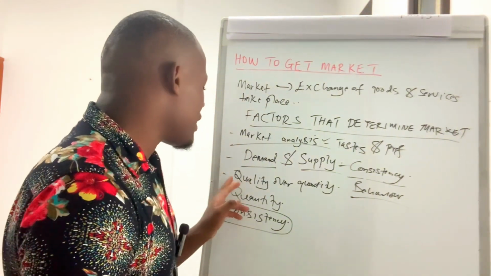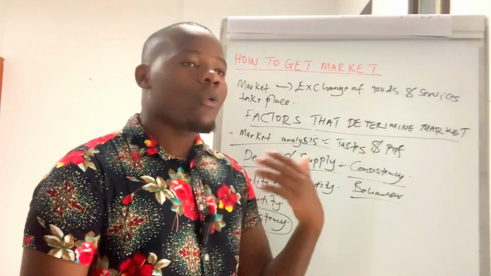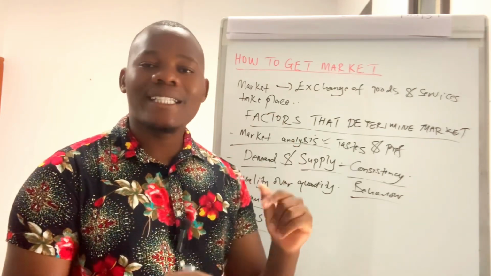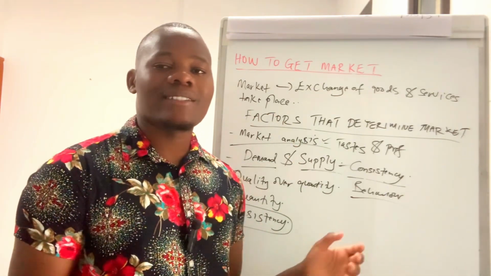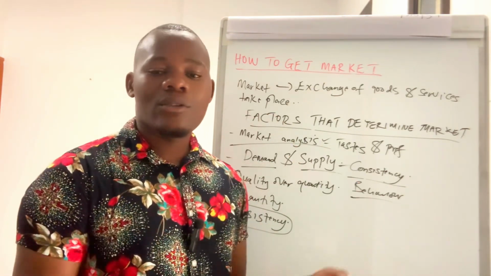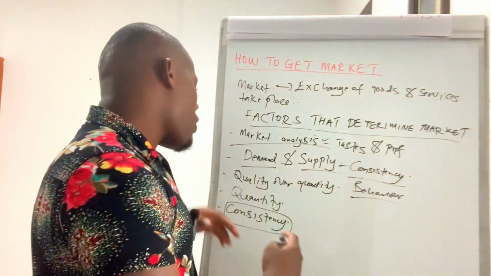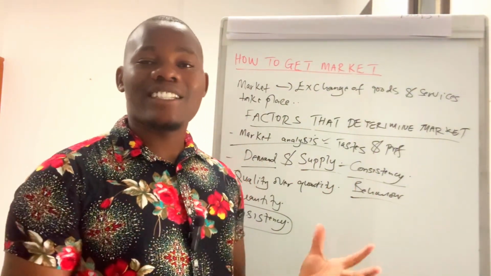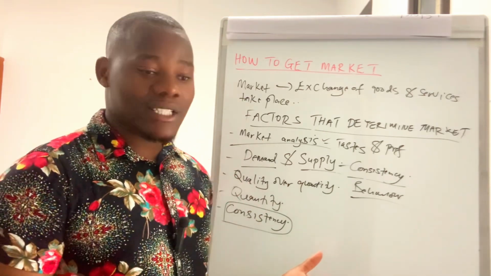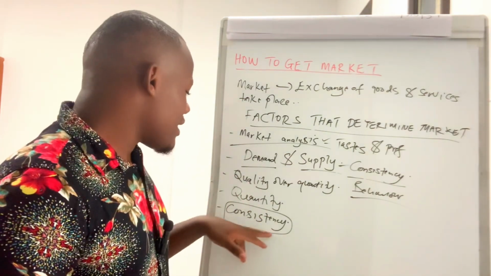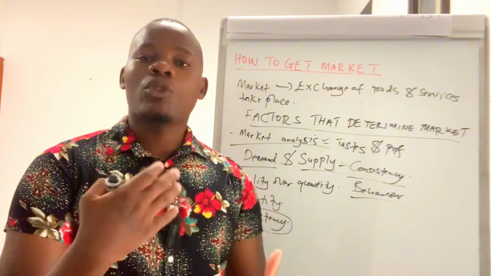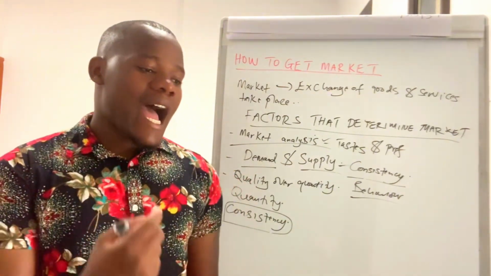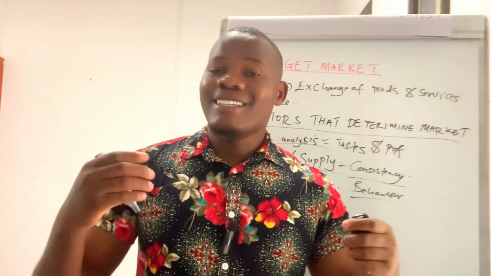Factor number three is quality over quantity. We said that the market needs good quality products. Yes, if your products are not good or they are not standard, they will not buy from you. Also, we say that quantity matters. If they need it in large quantity, are you able to supply it in large quantity? Consistency is also a factor. Are you able to supply continuously? And behavior also is a factor. Are you able to communicate with them nicely?